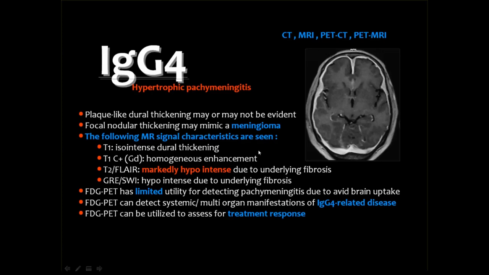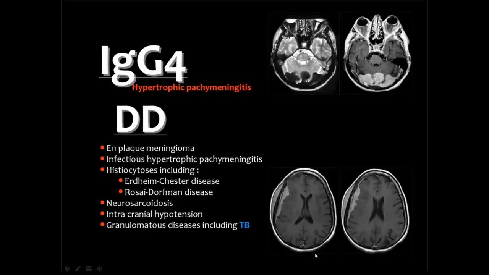These are the characteristics on MRI. On the T1, the lesion is iso-intense. If you inject the contrast material, you get homogeneous enhancement. On the T2 and the FLAIR images, you get markedly hypo-intense signal due to fibrosis. Then the role of PET-CT in meningitis is limited because of the high metabolic activity of the brain. PET-CT can look for other organs affected by the same disease and can be used for the detection of the response to treatment.